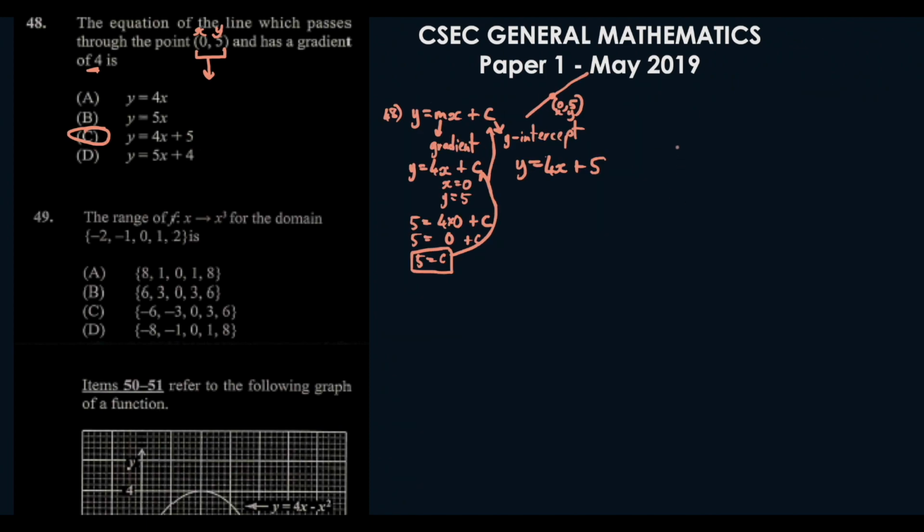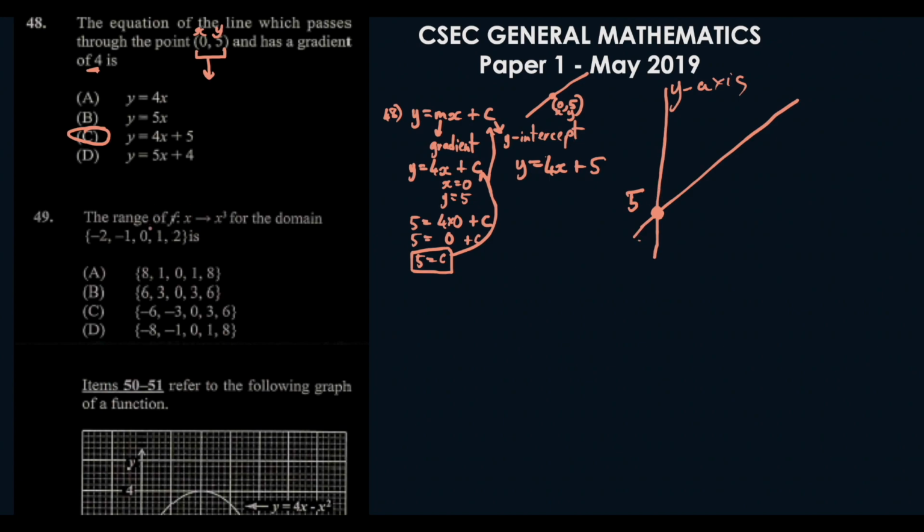Now, just to add a little context, if this was a y-intercept, and this is the y-axis, the y-intercept here would pass at the point 5. Okay, that's what the y-intercept means.